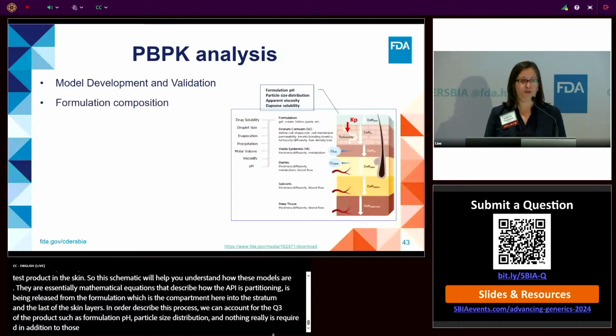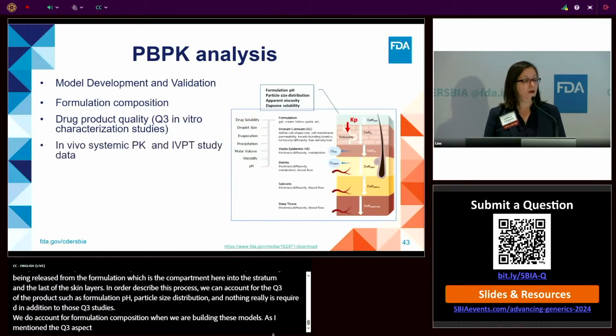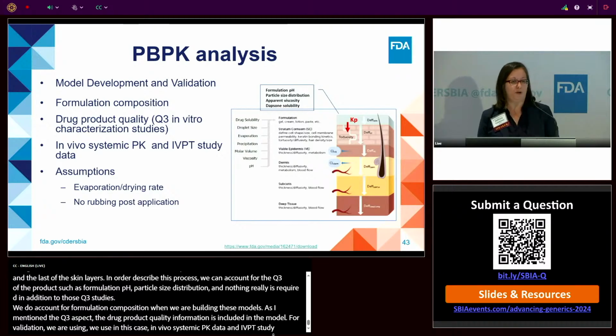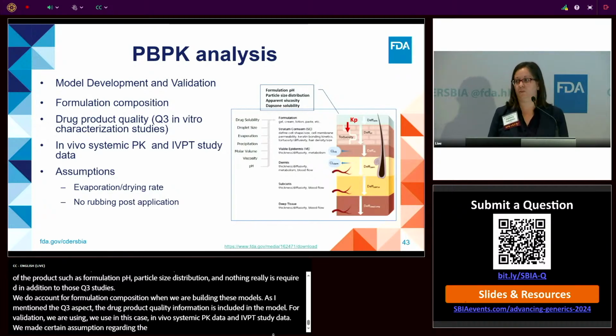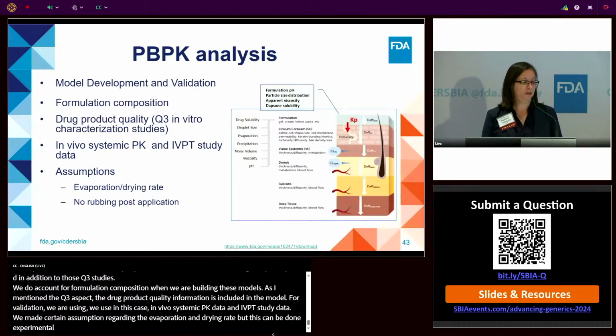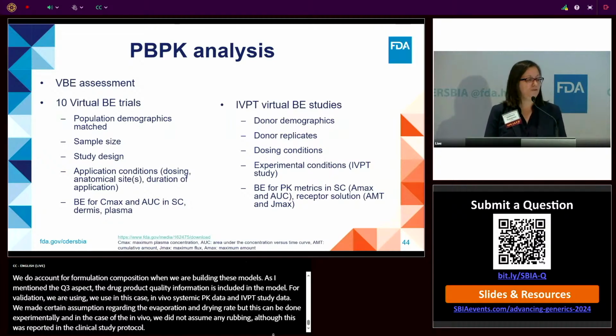We do account for formulation composition when we are building these models. As I mentioned, the Q3 aspects, the drug product quality information is included into the model. And for validation, we used in this case in vivo systemic PK data and IVPT study data. We made certain assumptions regarding the evaporation and drying rate of the gels, but this can also be characterized experimentally. And in the case of the in vivo application, we did not assume any rubbing, although this was reported in the clinical study protocols.